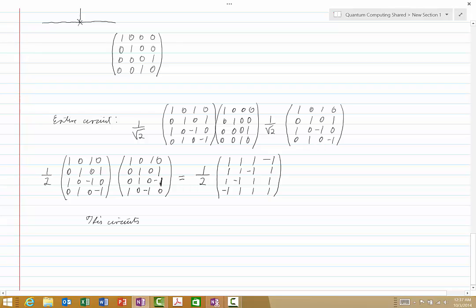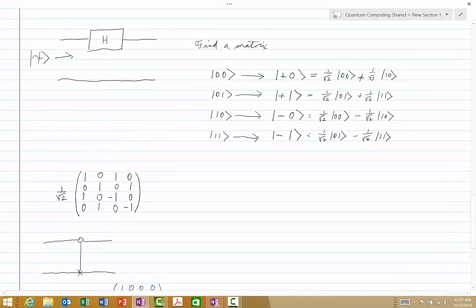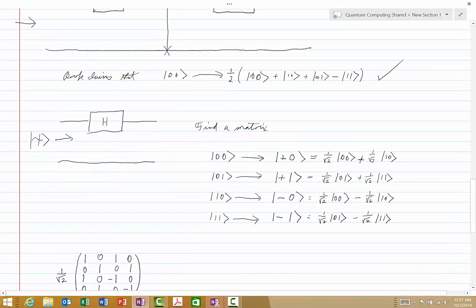takes 0, 0 to 1/2 of 0, 0 plus 0, 1 plus 1, 0 minus 1, 1. And if you compare that to what we said above, this does match exactly what the book claims.